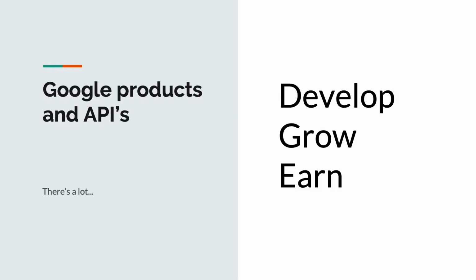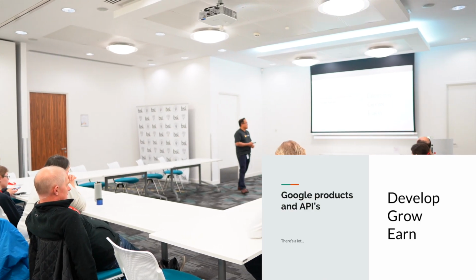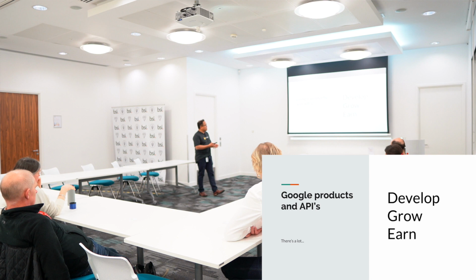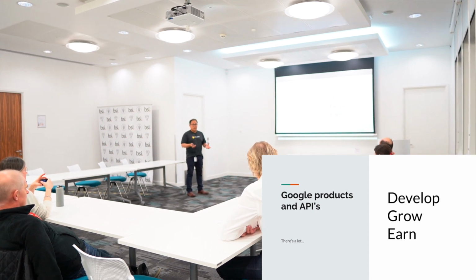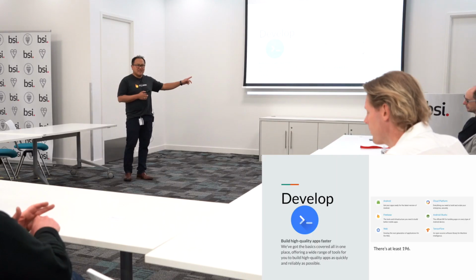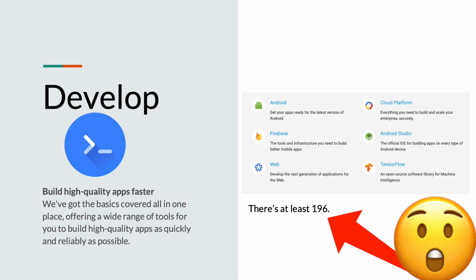So the whole premise of it is to learn about Google products and APIs, and there's a lot of them, absolutely tons. The three main themes that they fall under are to develop, to grow, and to help you earn. When we're talking about development, we're talking about making high quality apps faster. They've got all the basics covered in one place, and they provide a wide variety of tools. Last count, and I did this just now, was 196 different products.